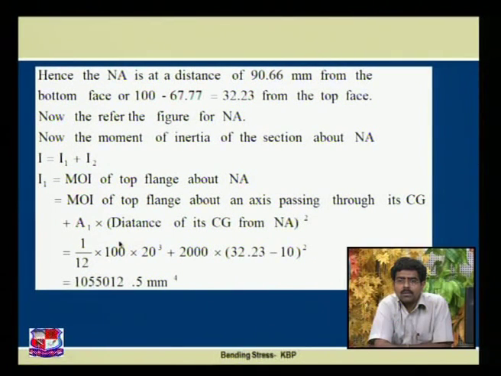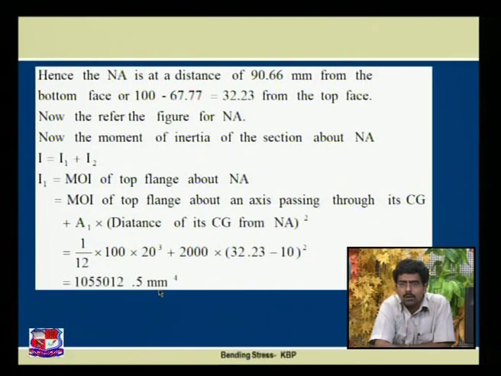Plus A1 into the distance of its CG from the neutral axis, squared. That is nothing but 1 by 12 B, 100 into 20 cube, plus the area of the first rectangle, that is 100 into 20, multiplied by the distance, that is 32.23 minus 20 by 2, that is 10, whole square. We get I1 as 1055012.5 mm raised to 4.